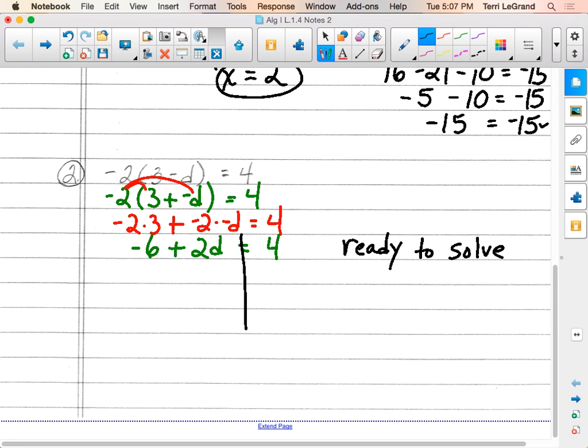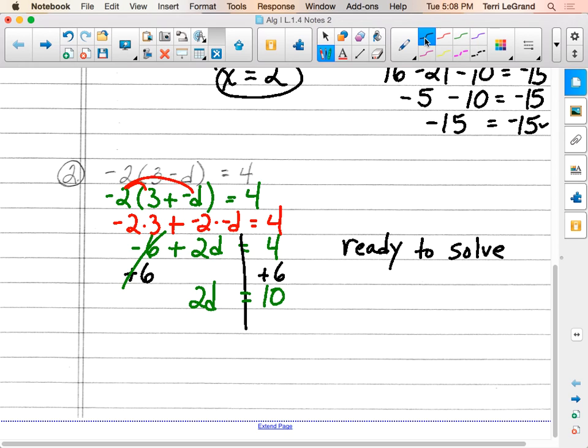It's 2d plus negative 6. So we can see that we're going to need to add 6. We add the opposite of what's being added to eliminate it. So we're going to add 6 to both sides. We're going to have a 2d left over on that left side because these guys are opposites. They cancel each other out. 4 plus 6 is 10.